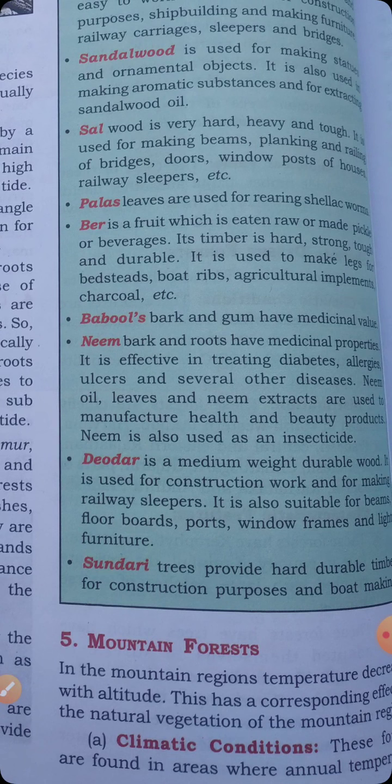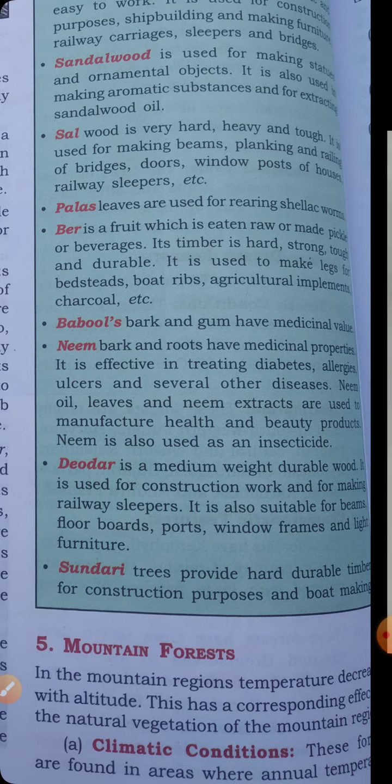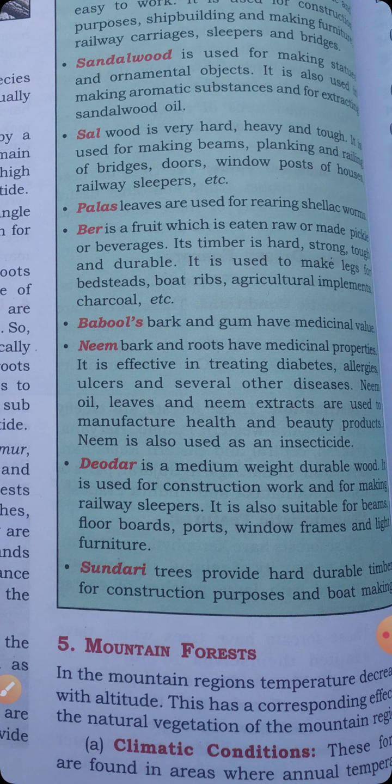Okay. Then deodar. What is deodar? It is a medium weight, durable wood. It is used for construction work and for making railway sleepers. It is also suitable for beams, floorboards, doors, window frames, and light furniture. Then we have Sundri. I have just read that Sundri trees provide hard, durable timber for construction purposes and for boat making. Next, we have mountain forest. This is the last characteristic for us.